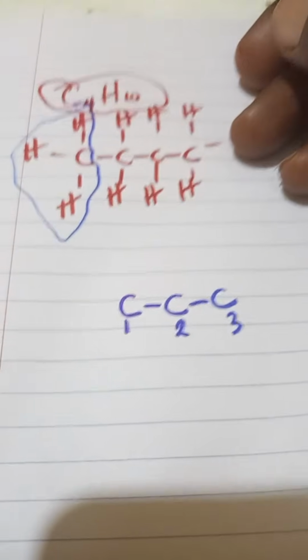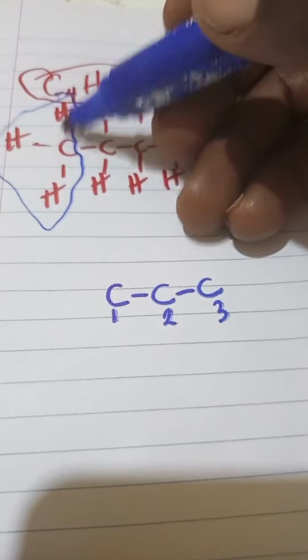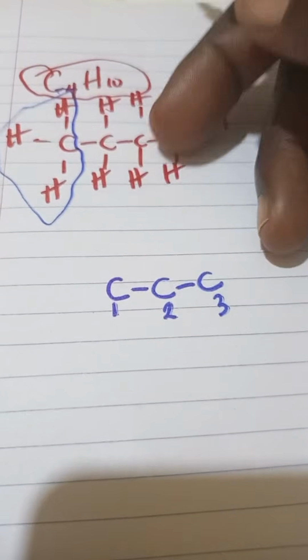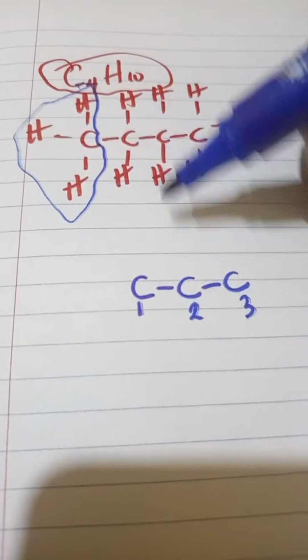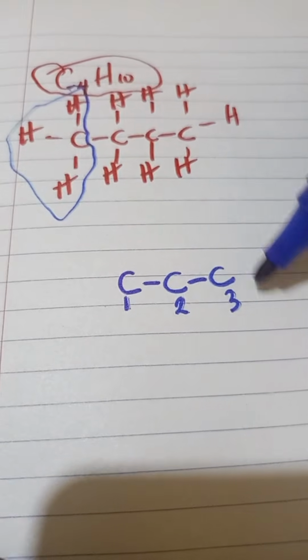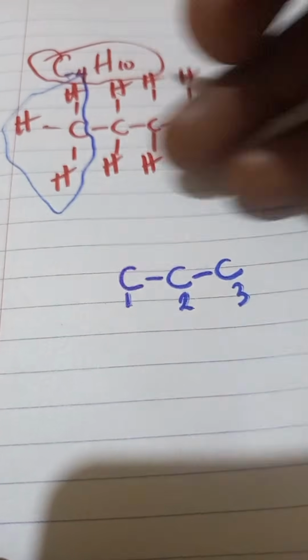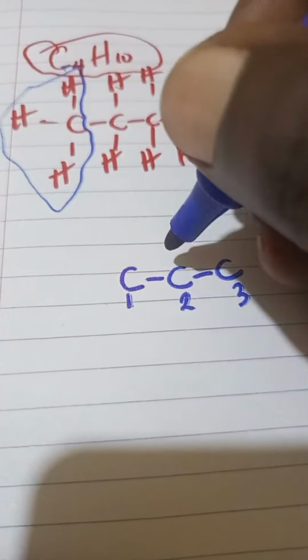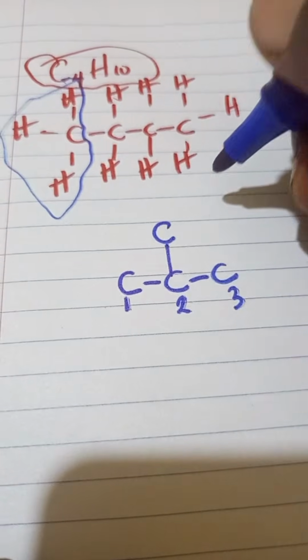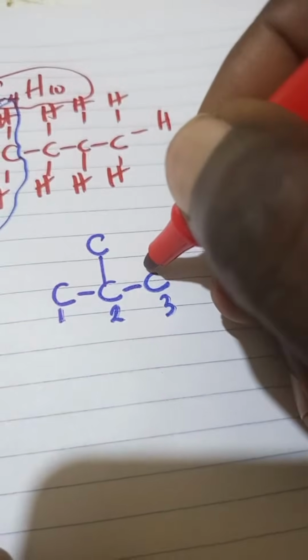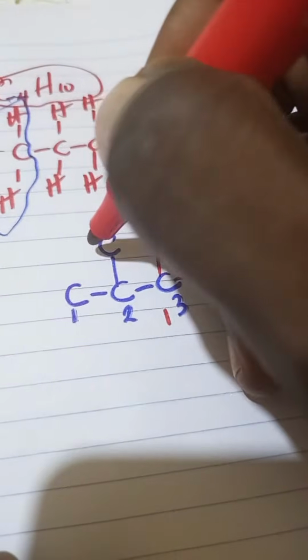So who can tell me where I can hook this carbon to in this structure? It must not be in the first. It must not be in the last. That means it must be on 2. You now put it here. Then put your normal hydrogen for all of them. Hope you saw the way I did it.